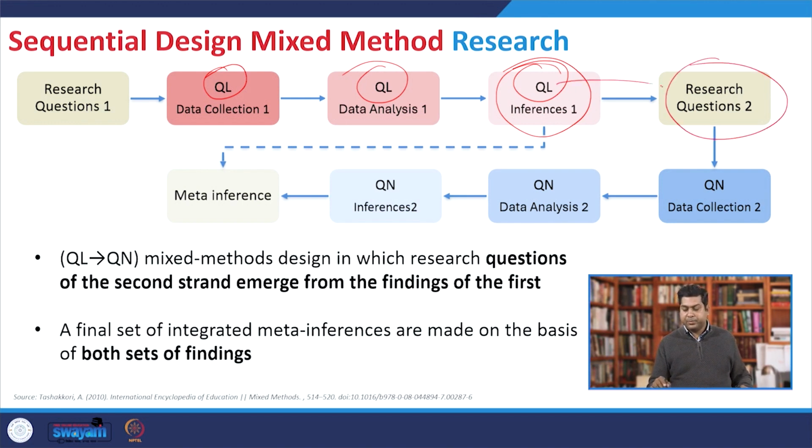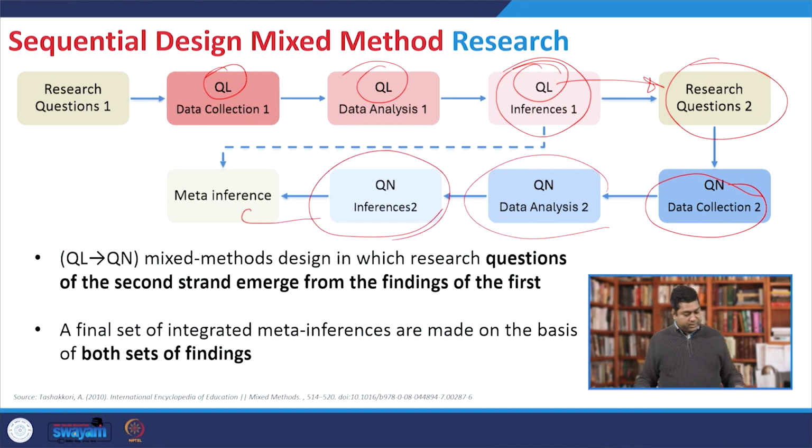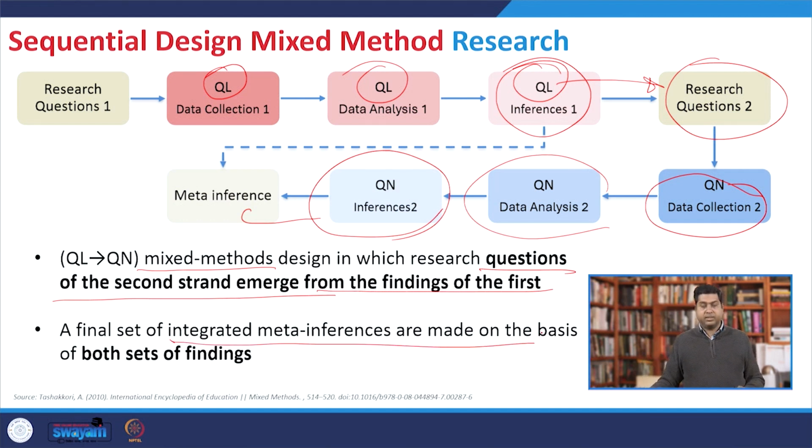where we take the findings of the qualitative research as input and develop the further questionnaire where the quantitative approach will be applied. For that we collect the data once again. Some of the input may come from the qualitative approach, then we analyze it, bring out the inferences, and then finally the meta inferences. So in this case it is a sequence, a qualitative to quantitative mixed method design, in which the research questions of the second strand emerge from the findings of the first. First we conduct the qualitative study and then the quantitative. It can be reversed also; this is just a representation. It may happen that first you conduct the quantitative study and then the qualitative approach. A final set of integrated meta inferences is made on the basis of both sets of findings, which is very important.